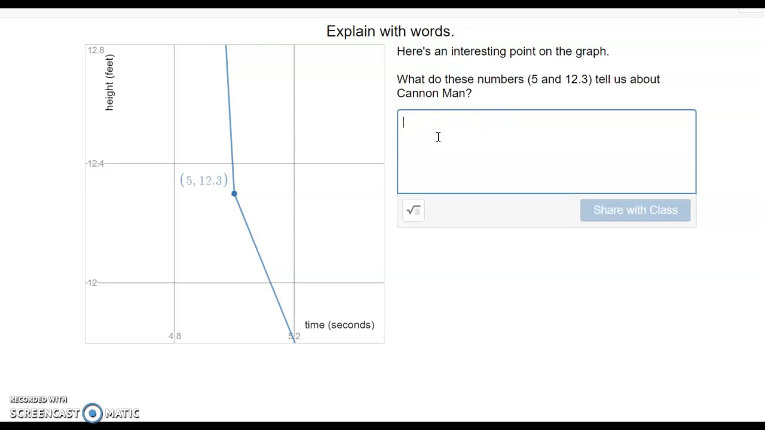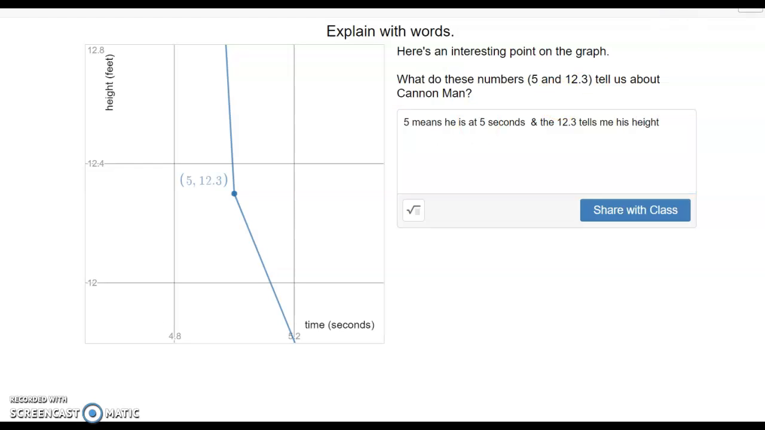5 seconds, or you can say 5 means he is at 5 seconds through his story or something like that. And the 12.3 tells me his height. I believe it is from the ground. Let's see. Height in feet. So probably how high he is, probably from the ground, in feet. Okay, then you can hit share with class.